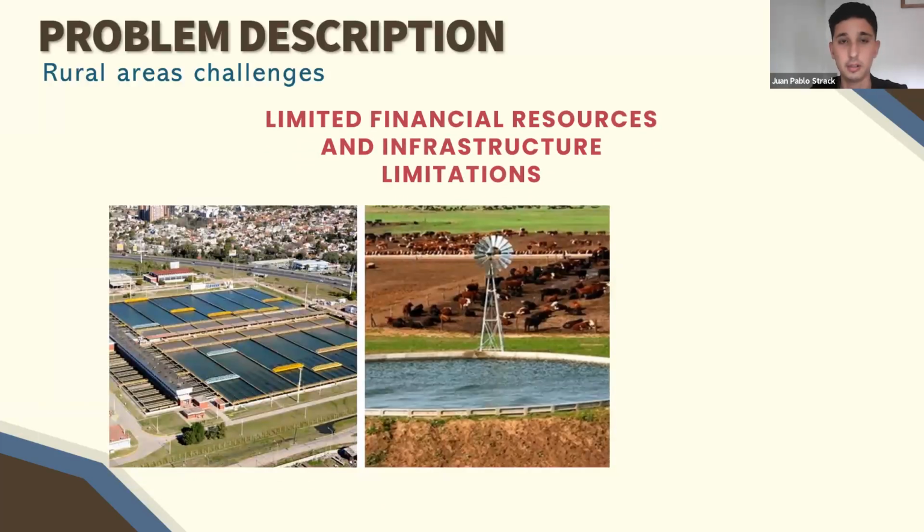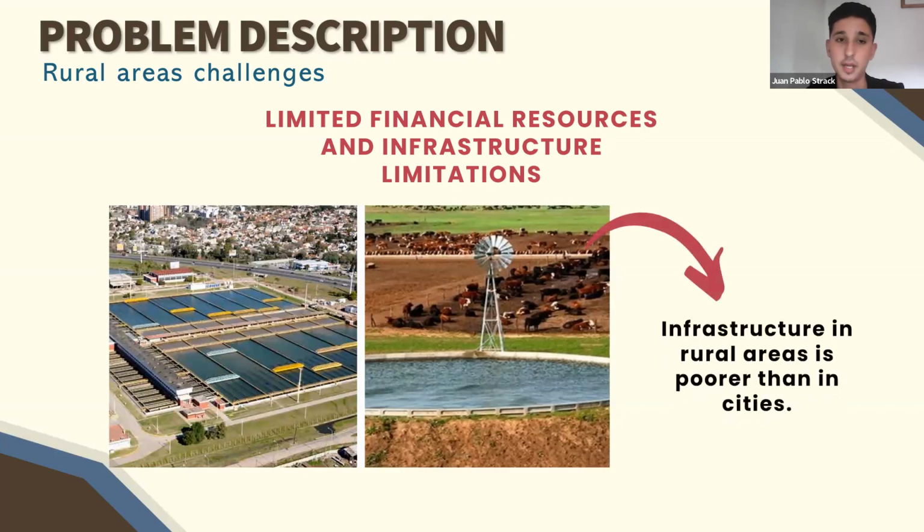The second challenge is connected with limited financial resources and infrastructure limitations. For example, big cities have big treatment plants and big water grids, and rural areas do not have that big infrastructure. Meanwhile, in big cities, the water collection process is automatic. In most rural areas, the water collection is made by human effort. So the infrastructure in rural areas is poorer than in cities, and that's connected with the fact that big cities have higher financial resources than rural areas because of their large population.